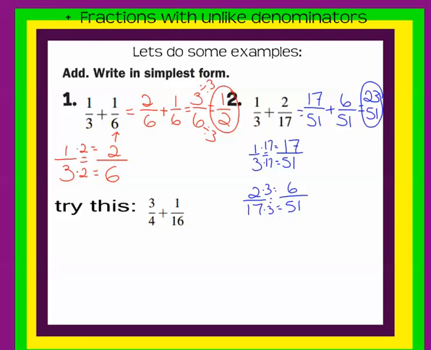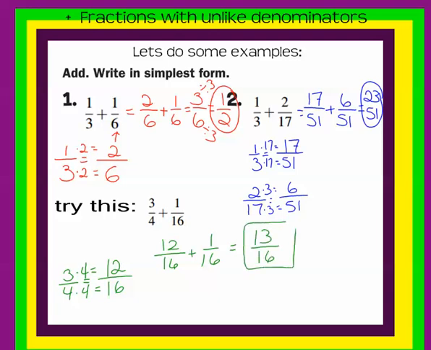Alright, for 4 and 16, our least common multiple is 16, so we need to only find an equivalent fraction for 3/4. And I know 4 times 4 equals 16, so I will do 3 times 4 on the numerator. So now I can rewrite my problem as 12/16 plus 1/16. And 13/16 is simplest form. So again, we are finished with that puzzle.